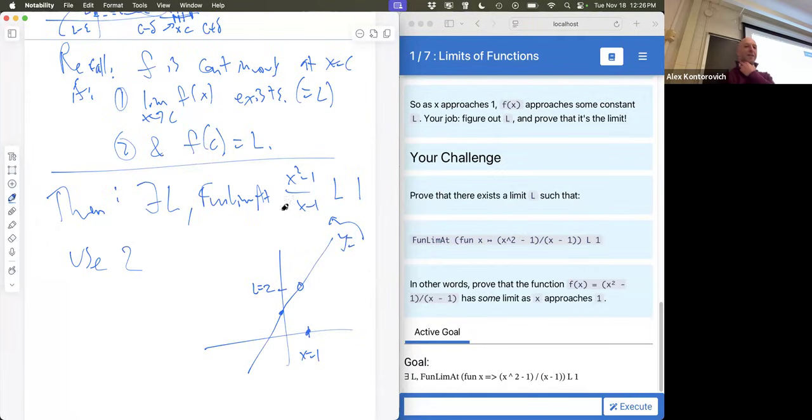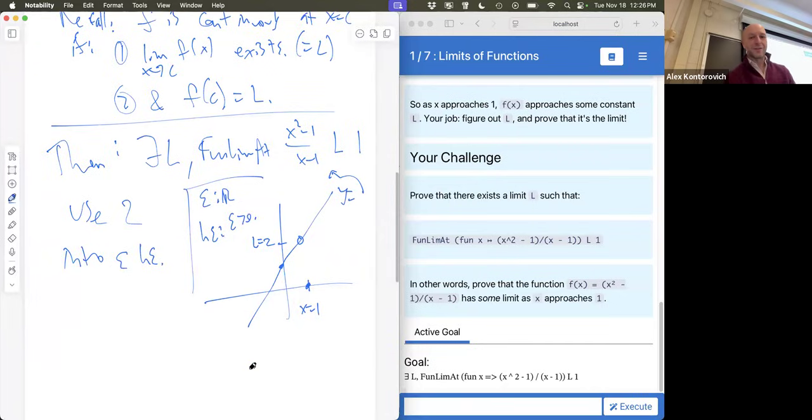Beautiful. Now we have to show that fun lim at this thing is 2 at 1. Why is the value below 0? Because when x is equal to 1, the numerator is 0 and the denominator is 0, and 0 over 0 is 0. It has a junk value. Intro epsilon. Yeah, intro epsilon, h epsilon. Okay, so we have an epsilon, a real number, and we have h epsilon that epsilon is positive.